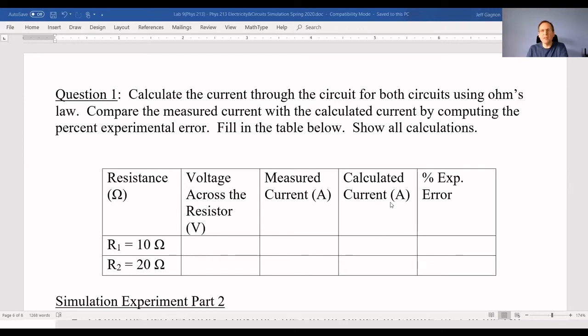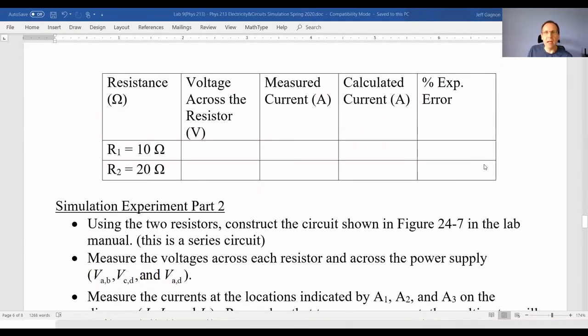You can use the calculated current as your accepted value, right? So when you compute the percent experimental error, remember you have to divide by the accepted. So in this case, divide by the calculated current. All right, so that's for the first part.